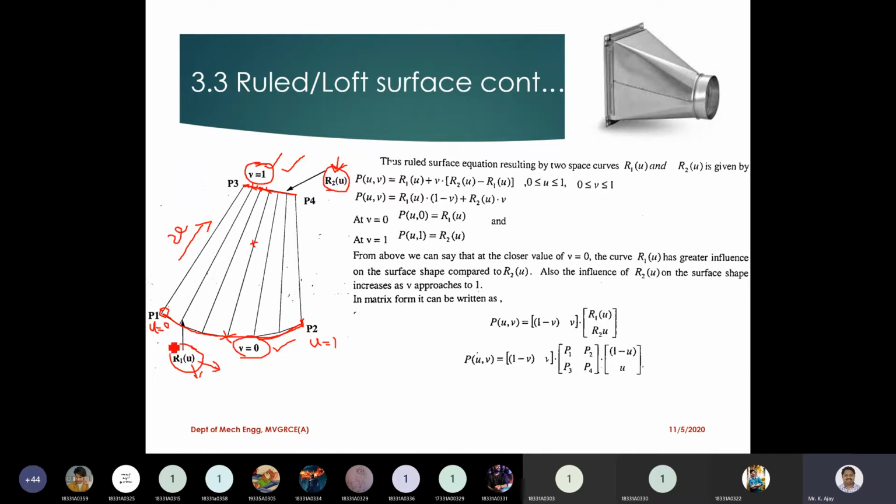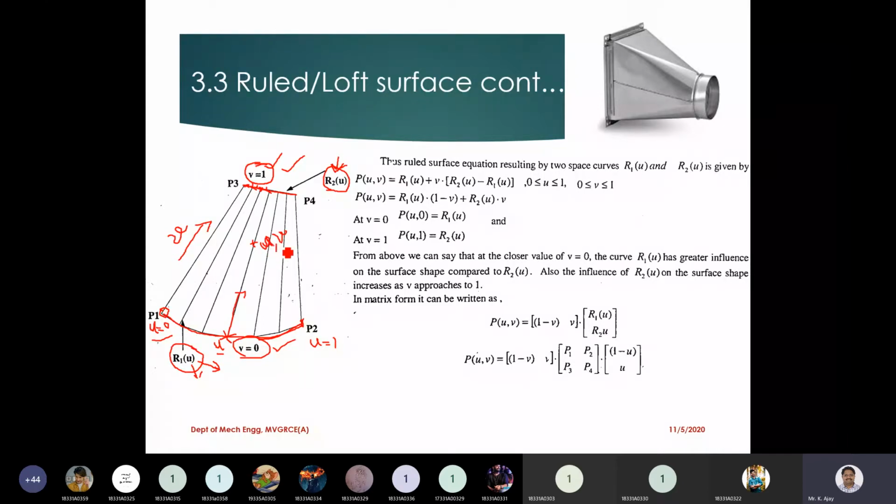And this point comes through by varying u, right? By varying u from 0 to a certain point u. So this point has a certain u value, and while sweeping towards this, any generic point on the surface has its own v value also.